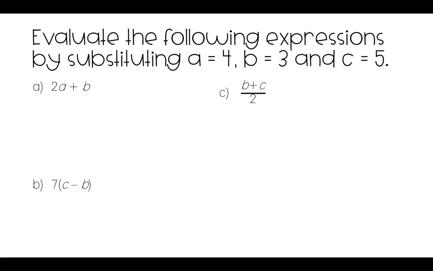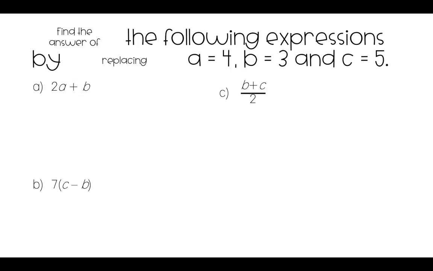Okay, we're going to do another couple of questions. These ones are a little bit more tricky because there's a few different variables, a few different pronumerals, which are the letters. Again, evaluate means to find the answer of the following expressions by replacing or substituting A equals 4, B equals 3, and C equals 5. So when I see an A, I put the number 4. When I see a B, I put the number 3. And when I see a C, I put the number 5.